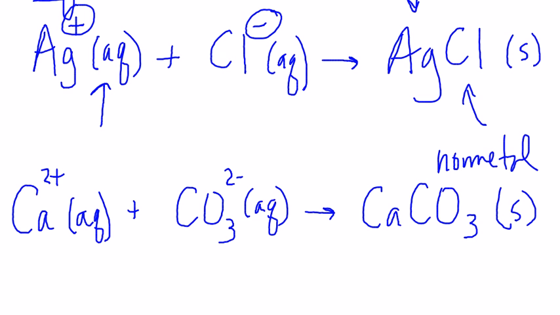Here again, we have a ratio in which the positive and the negative charges balance to 0. 2 plus and 2 minus sum to 0. So when we make a solid compound, calcium and carbonate also come together in a 1-to-1 ratio to make CaCO3. This, in fact, is how coral reefs, shells, chalk, these are all examples of calcium carbonate, how they form.